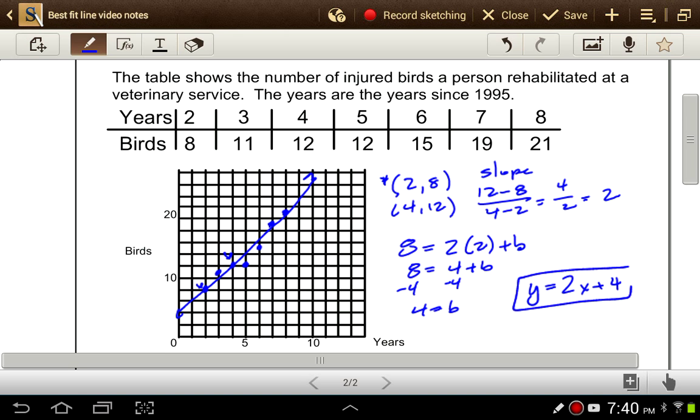Now I could use this to predict how many we could do in 10 years, by plugging 10 in for x. So I would anticipate that in 10 years they'd be able to help 24 birds. Okay, so you can use that information then to help predict the future.